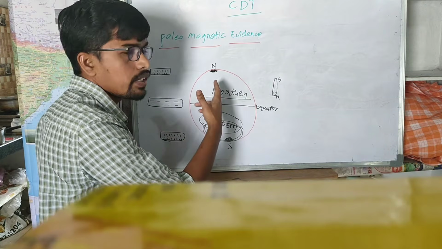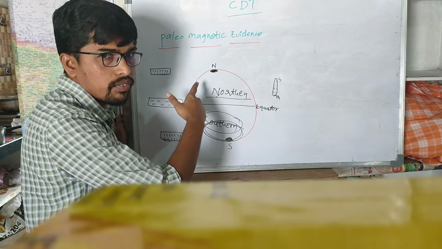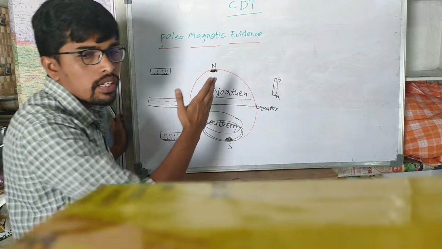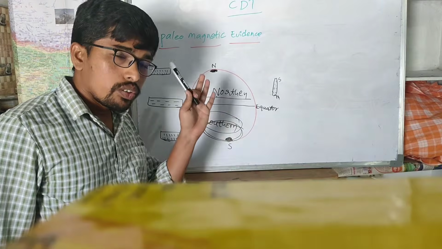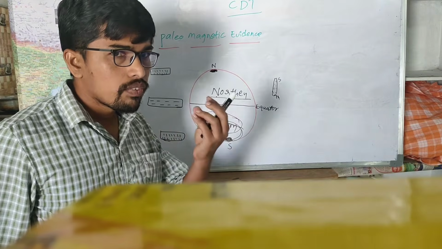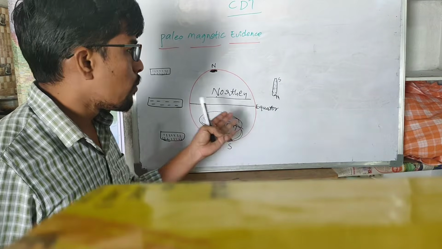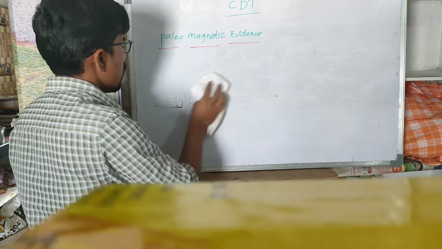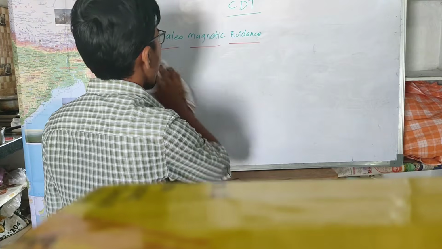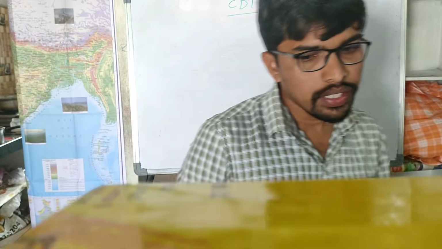in any direction, due to the gravitational forces, the magnetic property of the earth and the poles are also shifting. They are also moving in different directions. When they are moving, the formation of the rocks have their own properties. So this was the paleomagnetic evidence. These are the evidences which explain the continental drift theory.